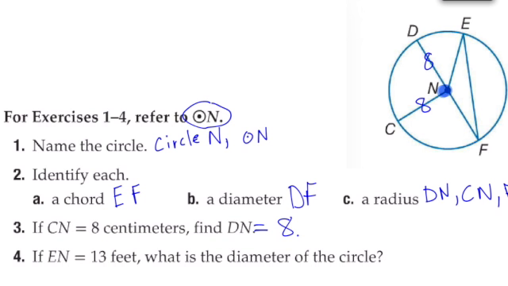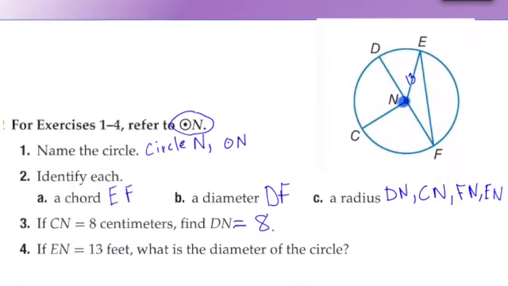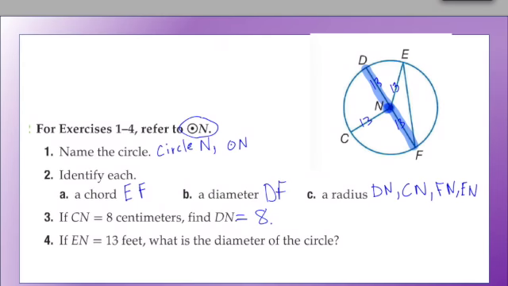For number 4, if EN is equal to 13 feet, what is the diameter of the circle? Let me go ahead and erase the 8 now since we're in a different problem. If E to N is 13, then what is the diameter? Well, we know all the radii are equal. So N to F is 13, D to N is 13, and so is C to N. We know the diameter is the distance from one end of the circle to the other going through the center. So if I were to combine those, I would just do 13 plus 13, and I'd get a diameter of 26.